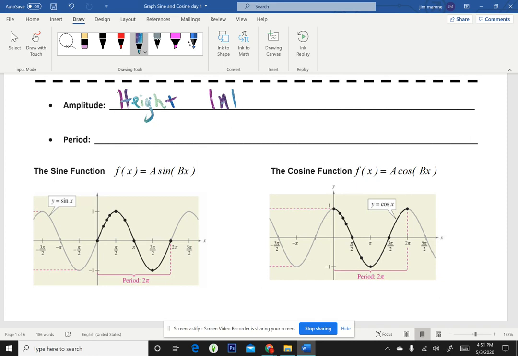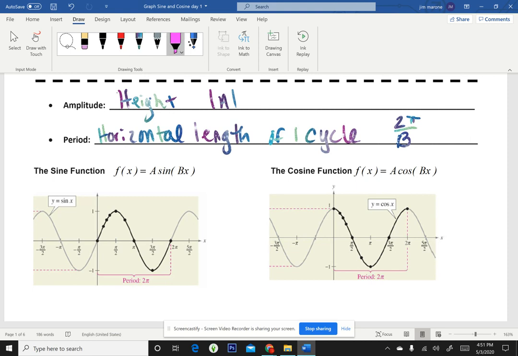The period is the horizontal length of one cycle. We can also call that 2 pi over b. So the horizontal length of one cycle is 2 pi over b, and I'm going to tell you what b is in just a minute.